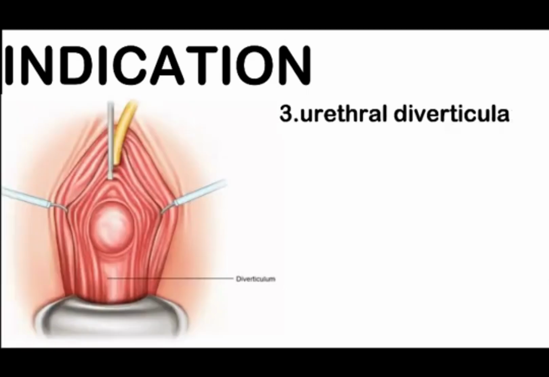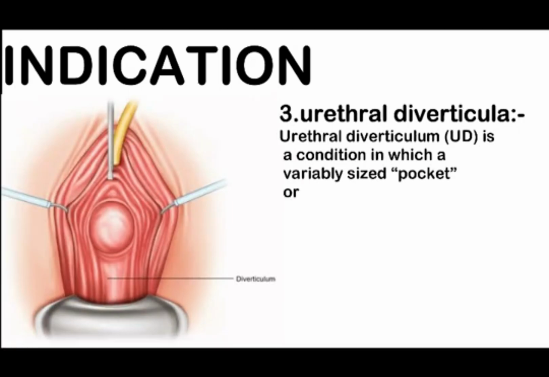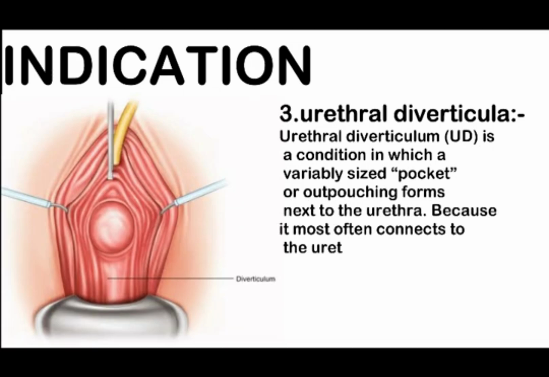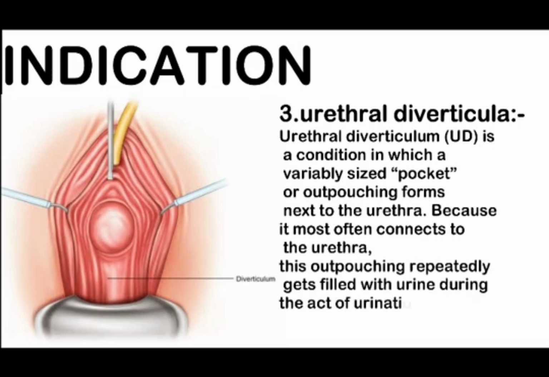Third is urethral diverticulum. Urethral diverticulum (UD) is a condition in which a variably sized pocket or outpouching forms next to the urethra. Because it most often connects to the urethra, this outpouching repeatedly gets filled with urine during the act of urination, thus causing symptoms.